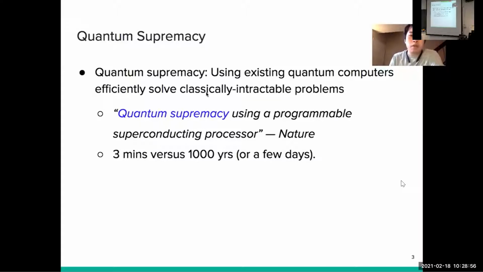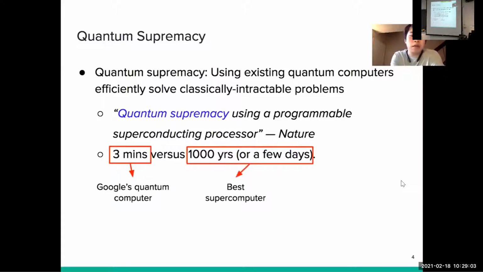In this paper, "Quantum supremacy using a programmable superconducting processor" by Google, they show that Google's quantum computer can solve some problem in 3 minutes, but the best supercomputer they have requires 1,000 years to solve the same problem. But some follow-up papers show that actually the same problem can be solved by a classical computer probably in just a few days. But 3 minutes versus a few days is still a big advantage.